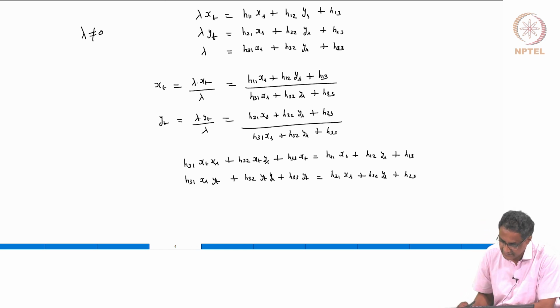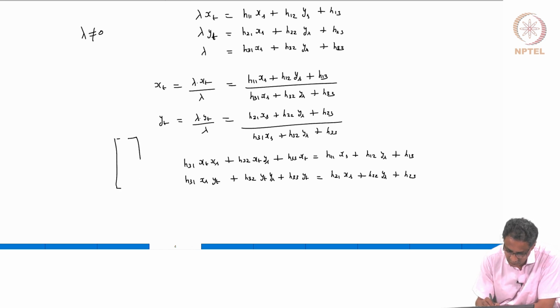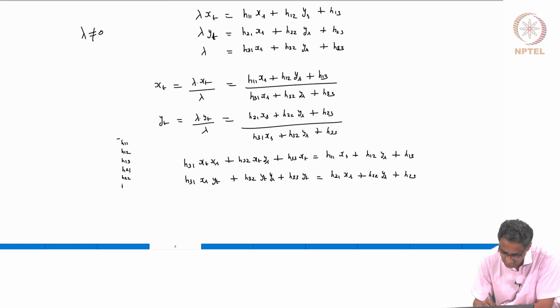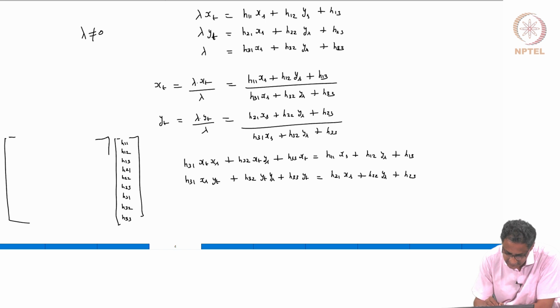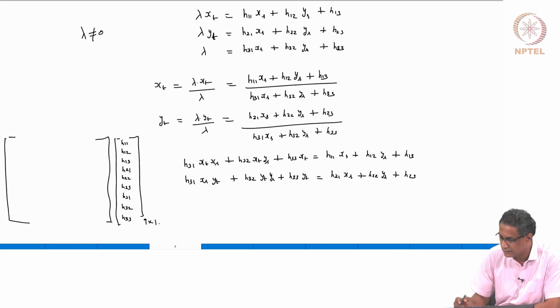What this then means is that, for example, I can think about my unknowns as a stacked vector: h11, h12, h13, h21, h22, h23, h31, h32, h33. If this is my vector, then on the left hand side, this is actually 9 cross 1, so you will get 2 rows.